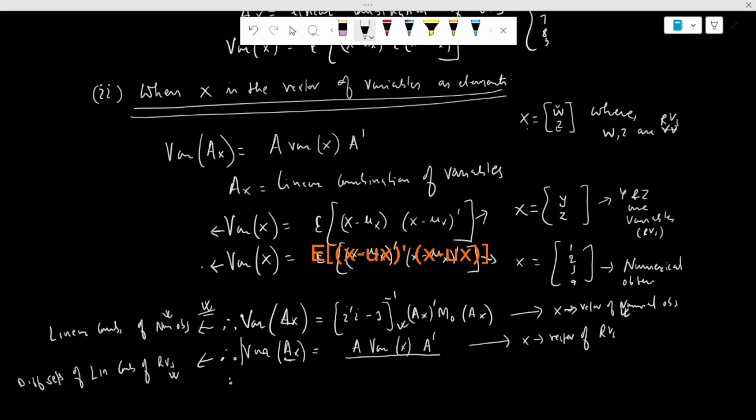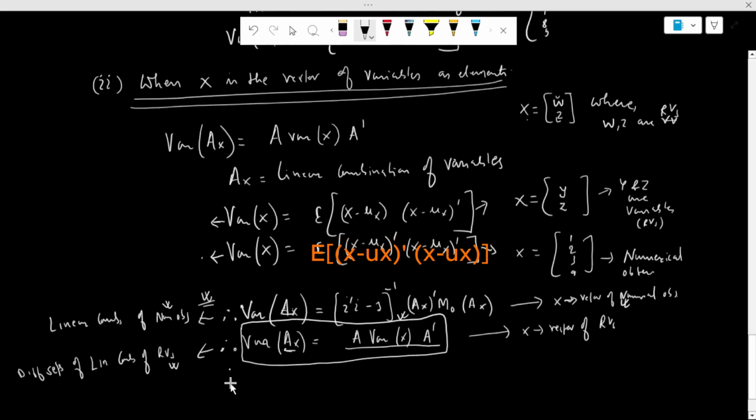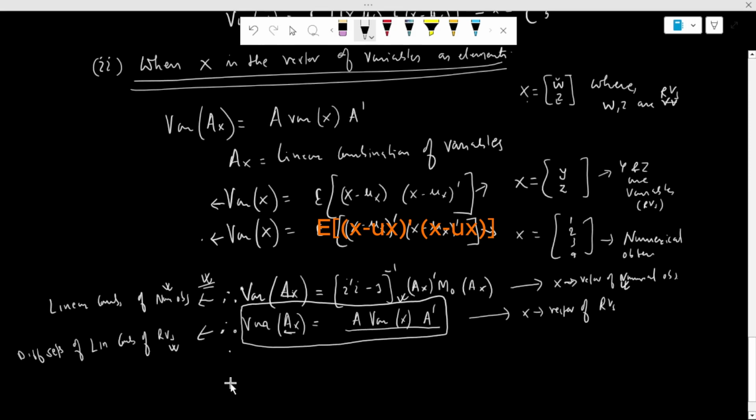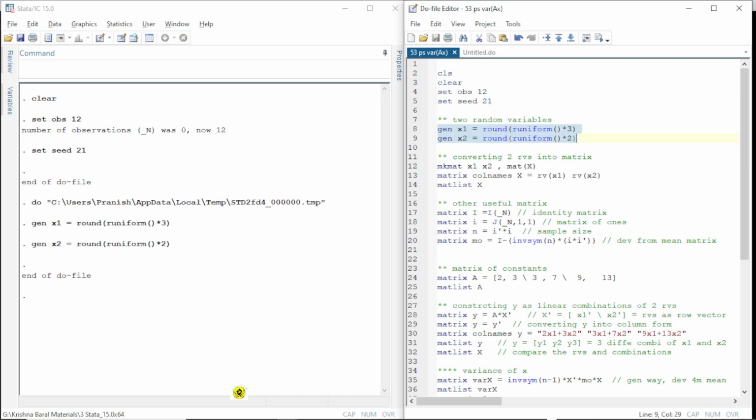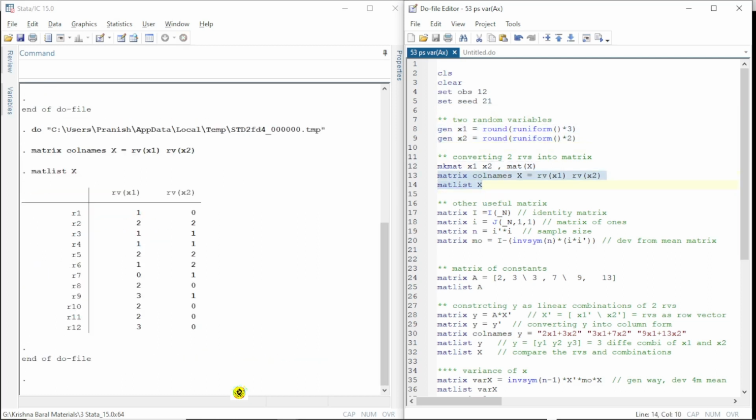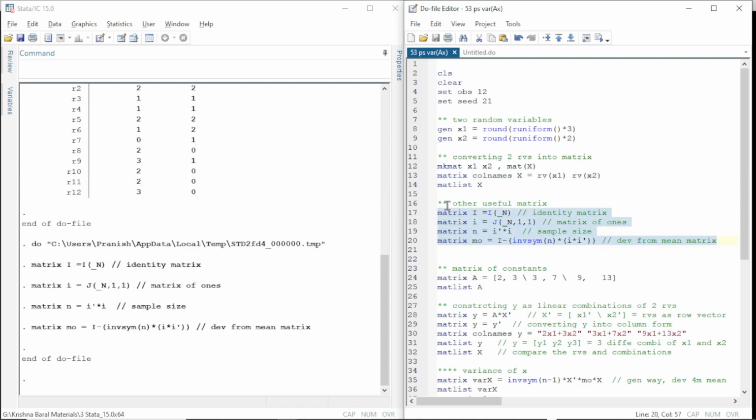Before we wrap up, we will see this relationship: the variance of linear combinations of random variables is equal to A into variance of X into A transpose. We will see this with the help of an example in this data. We are considering 12 observations and our data container is ready. We are going to create two random variables x1 and x2, and convert them into matrix X.